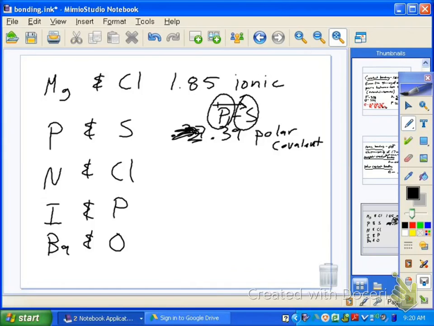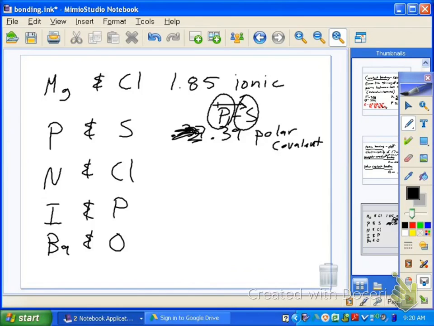Okay, but we'll get into the symbolism of polar later on. Just to let you know, polar bonding is important in a lot of other characteristics, when we talk about molecules that tend to come together. Okay, how about N and Cl?